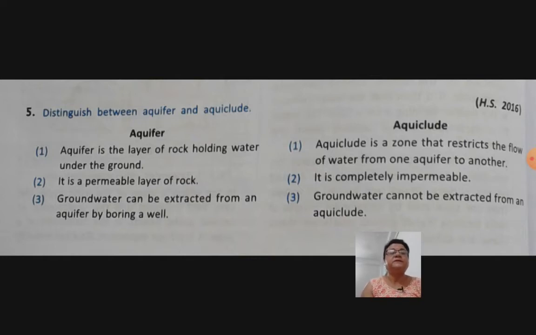2 नम्बर, it is a permeable layer of rocks but it is completely impermeable. Aquiclude चाहिँ के हुन्छ? यो चाहिँ impermeable हुन्छ. नम्बर 3, ground water can be extracted from an aquifer by boring a well. तर ground water cannot be extracted from the aquiclude.